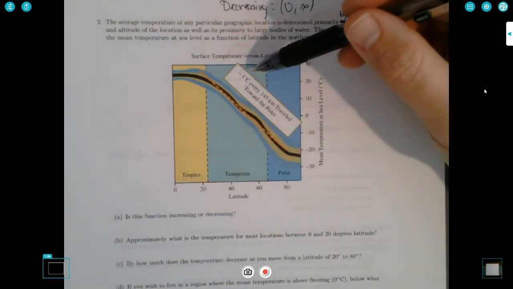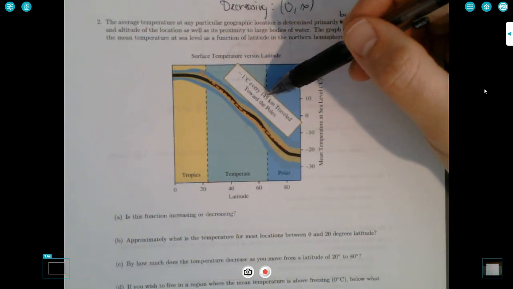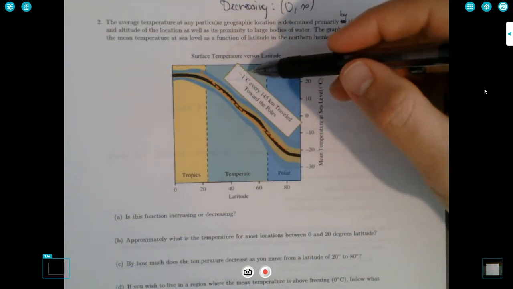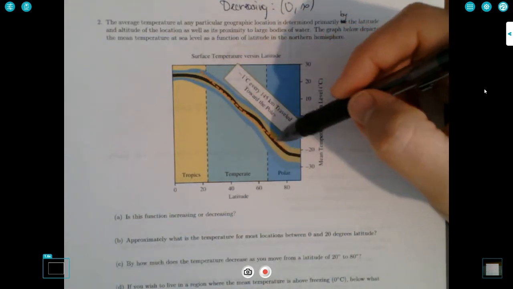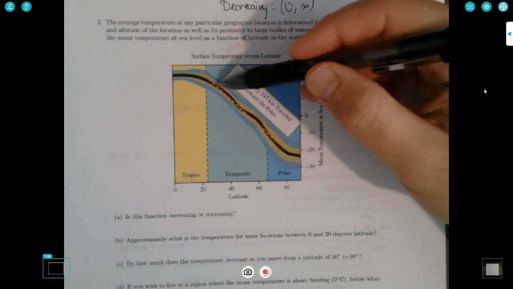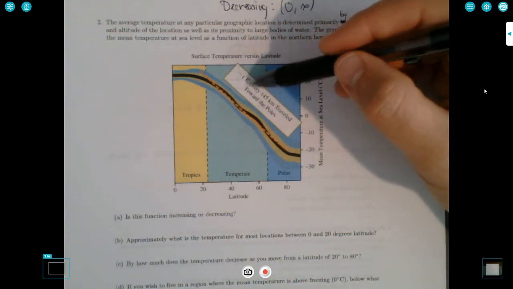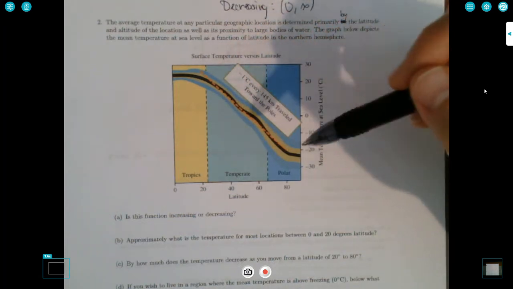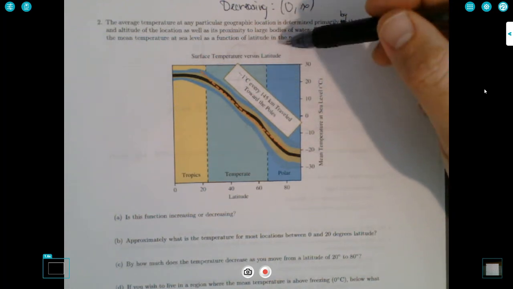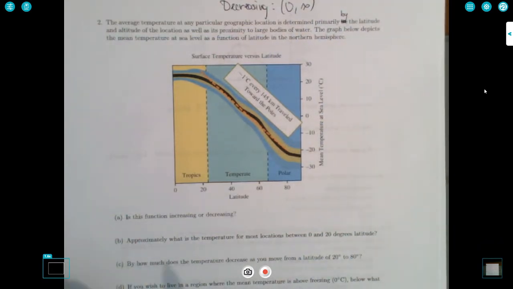And here this is telling us about 1 degree Celsius every 145 kilometers traveled toward the poles. In other words, the slope of this, like if you treated this portion like a line, it's not really a line, but if you did, then the slope of it would be -1, right? So you drop 1 degree Celsius for every 145 kilometers that you go above the equator or below the equator. Anyway, let's answer some questions.